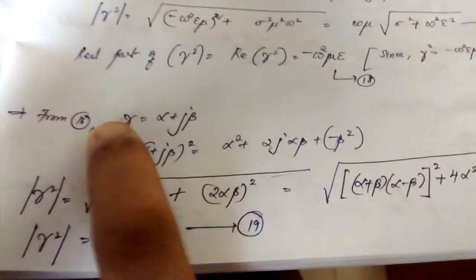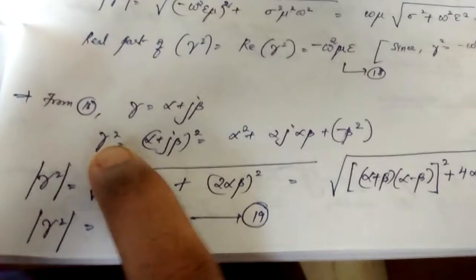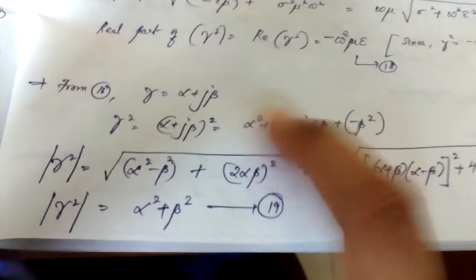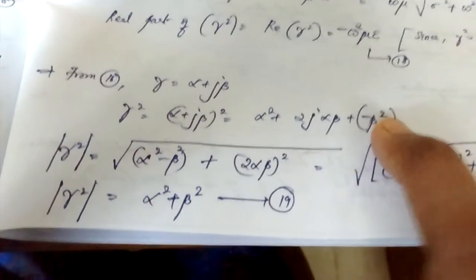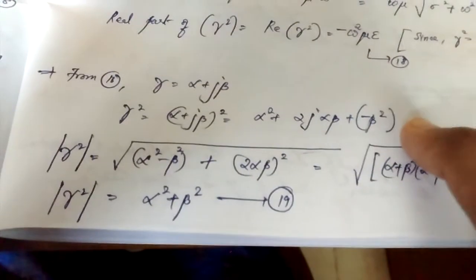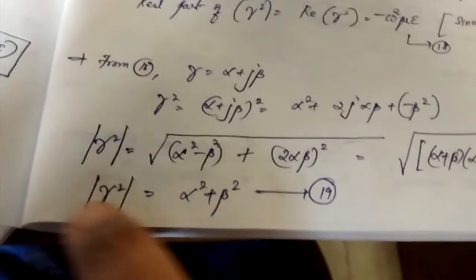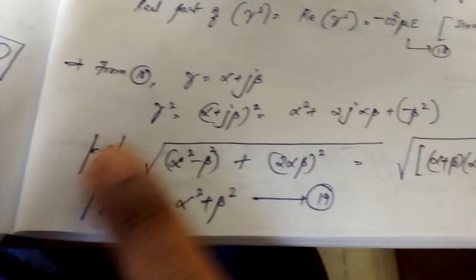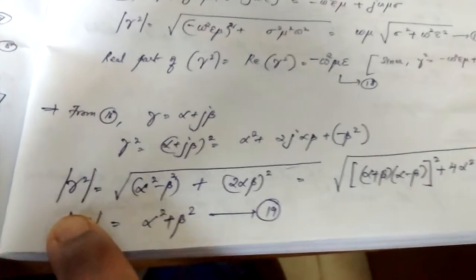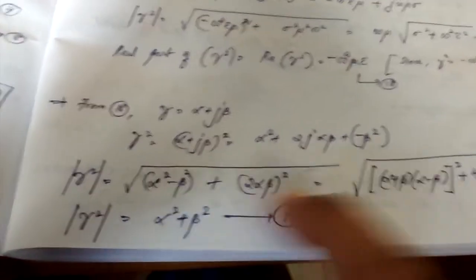Also we know gamma is equal to alpha plus j beta. So we take the square so as to equate. So gamma square is equal to alpha plus j beta the whole square, or alpha square plus j square beta square plus 2 alpha j beta, or this j square becomes minus 1, so it becomes alpha square minus beta square plus j into 2 alpha beta. So the real part of gamma square will be alpha square minus beta square, or the magnitude of gamma square will be root of real part the whole square plus imaginary part the whole square.